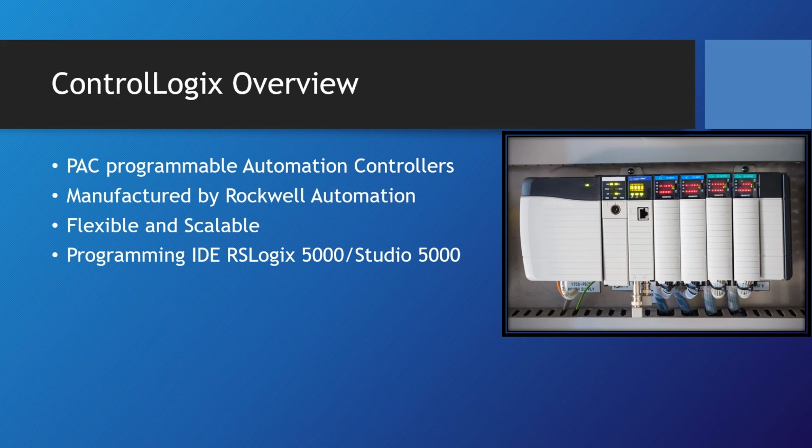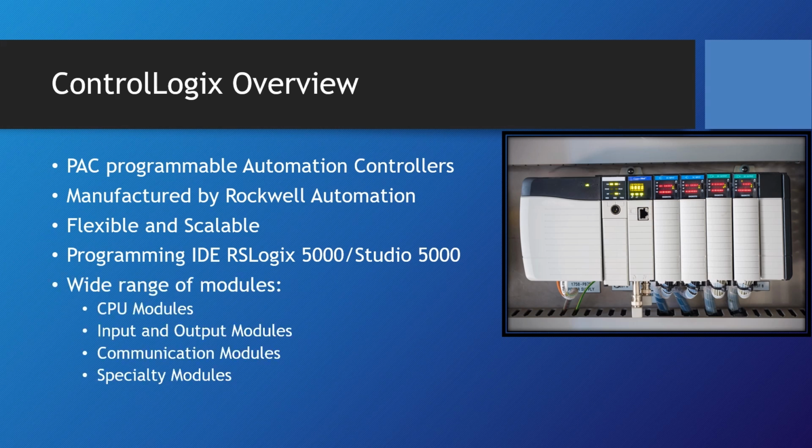The ControlLogix platform offers a wide range of modules, including CPU modules, input and output modules, communication modules, and specialty modules. These modules can be easily added or removed to accommodate the specific requirements of an application. The system can support a large number of I/O points, allowing for control of extensive industrial processes.